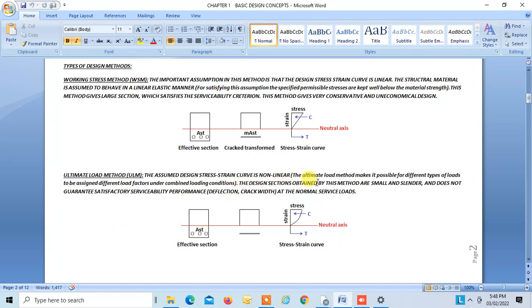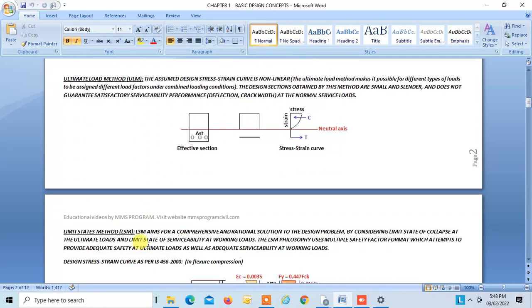The design sections obtained by this method are small and slender and do not guarantee satisfactory serviceability performance. As the sections obtained by this method are small and slender, they may not satisfy the deflection and crack width criteria in the normal service loads.